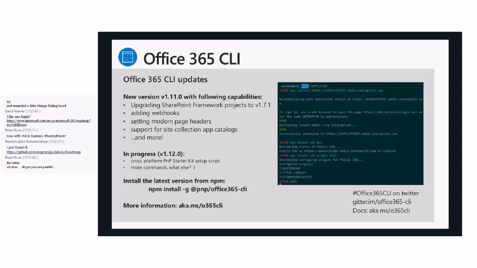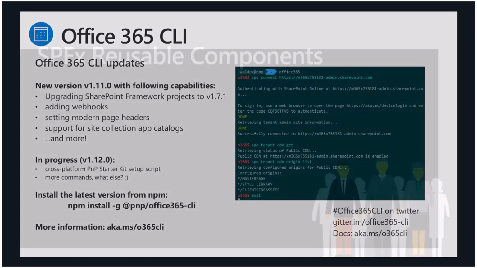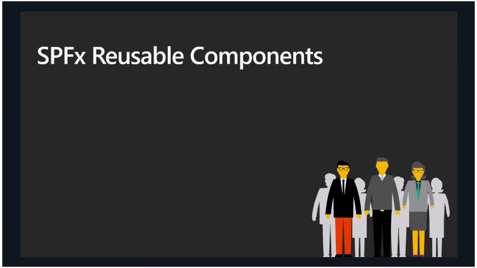In 1.11, there was support added for upgrading SharePoint Framework projects from previous versions to 1.7.1, adding webhooks, setting modern page headers, and support for site collection app catalogs have been added on the CLI side. Waldek is also actively building a cross-platform PnP StarterKit or SharePoint StarterKit setup script, so that could also be used on a non-Microsoft platform. There's also a high interest in knowing what kind of commands people would like to see in the Office 365 CLI.